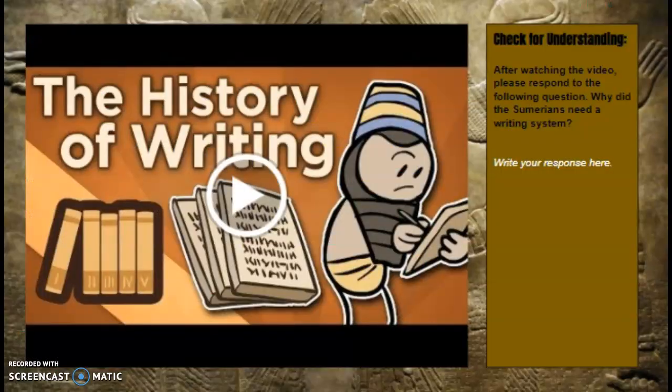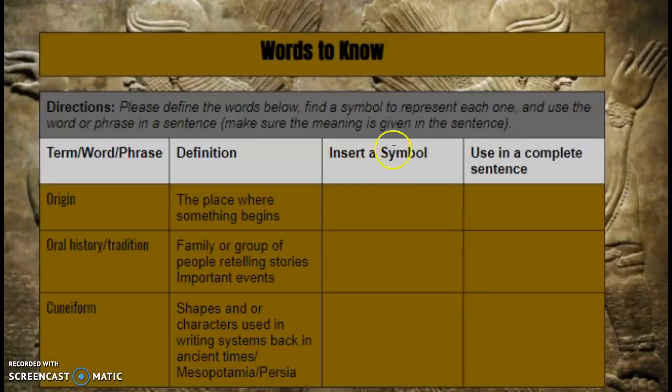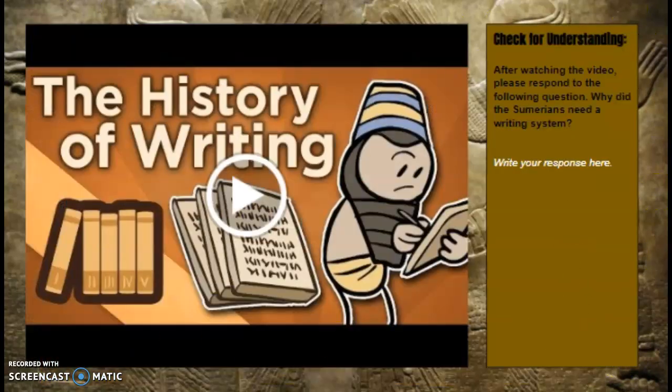So if you are in my 1-2, we will be going over this as a group just so that we reiterate what are some symbols and what are some complete sentences. I'm going to give you guys some time in class, an extra 5 to 10 minutes, to finish up the history of writing video if you guys have not seen it.